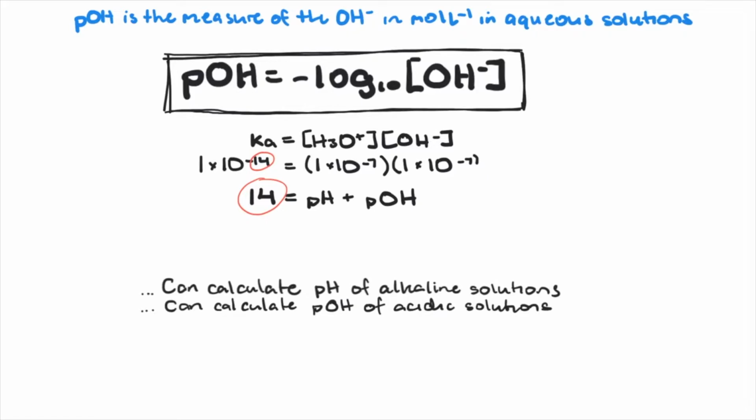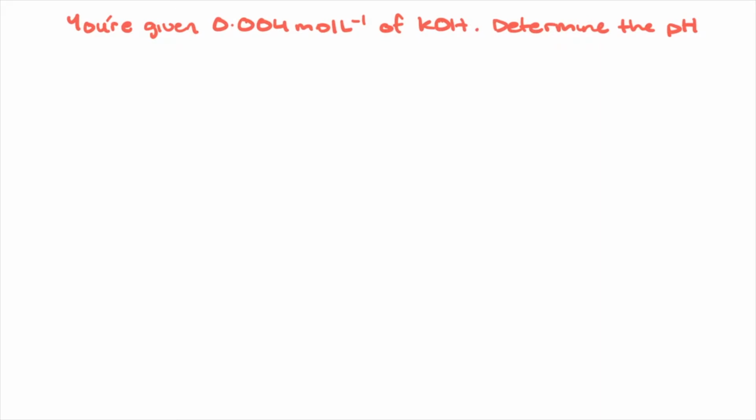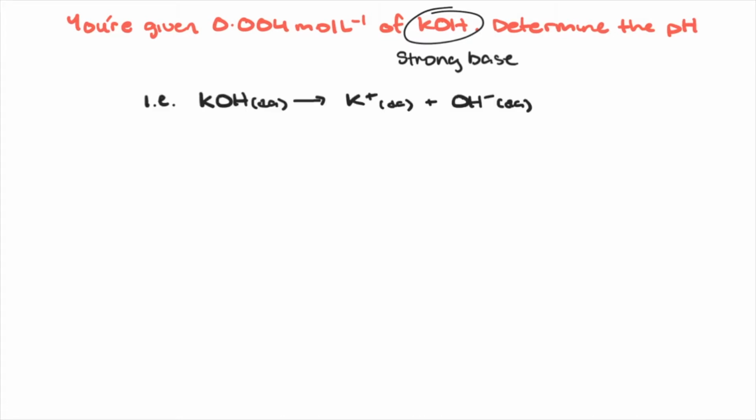Just use algebra to solve for what you need. The trick is to determine the concentration of either hydrogen ions or hydroxide ions from what you're given. So, you're given 0.004 moles per liter of potassium hydroxide. Determine the pH. Since we know that potassium hydroxide is a strong base, it completely dissociates into its ions. Therefore, the concentration of hydroxide ions has to be 0.004 moles per liter.